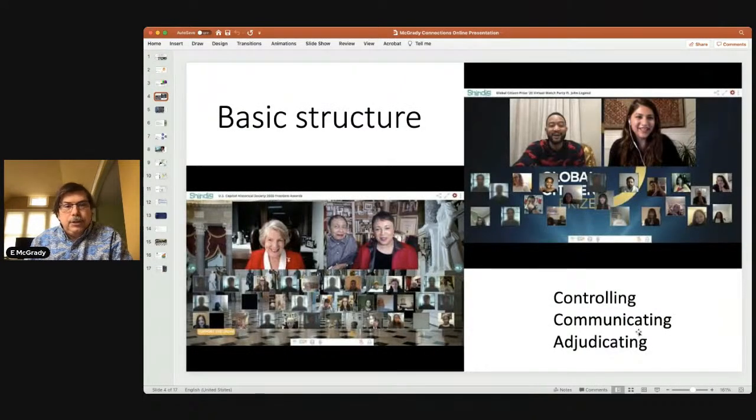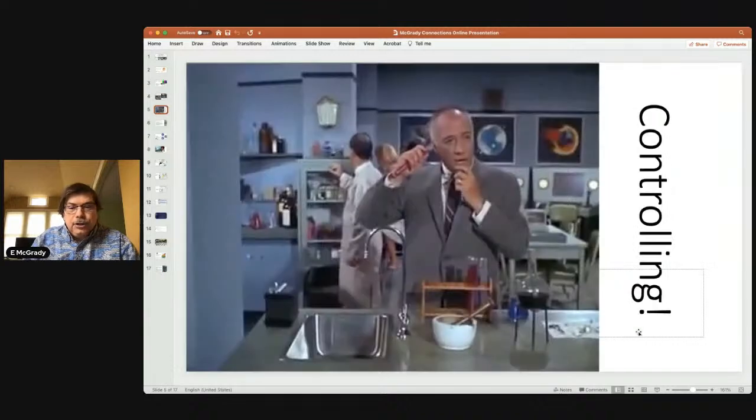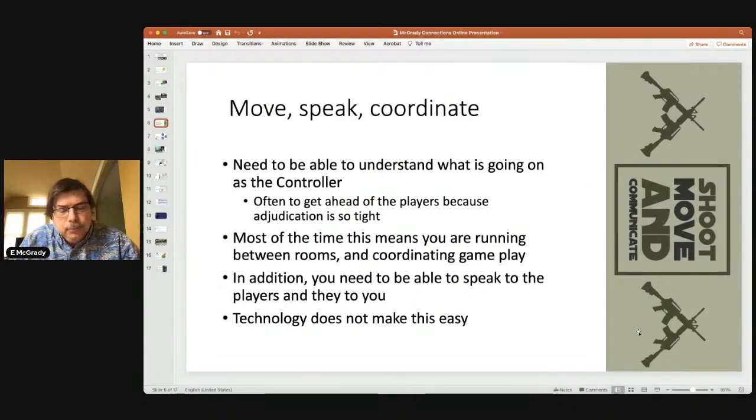And I'll talk about all those. And so the basic structure of what I'm going to be talking about, I try to break it down into controlling, communicating, and adjudicating, sort of like move, shoot, and communicate. And to start off with controlling, which is essentially trying to keep the game on track, try to move players around, trying to make sure everybody understands what's going on.